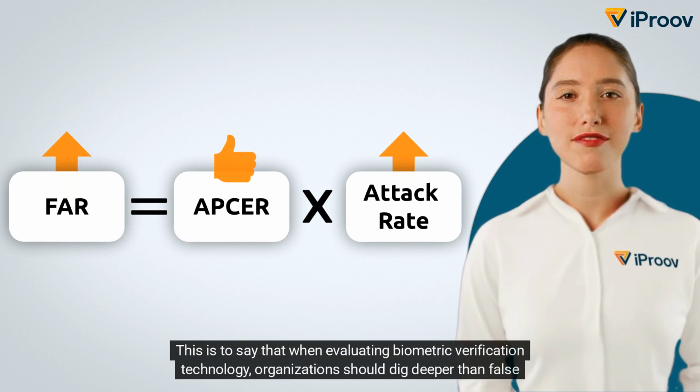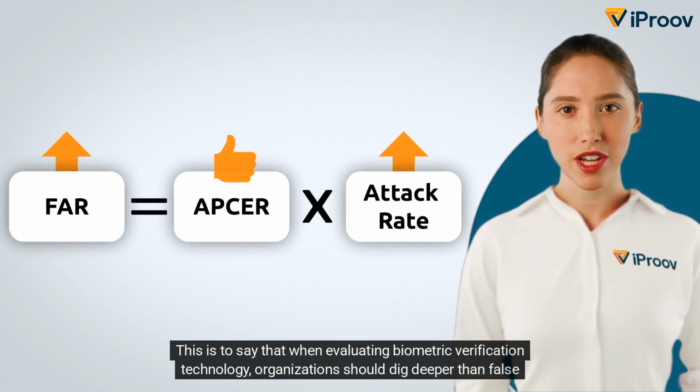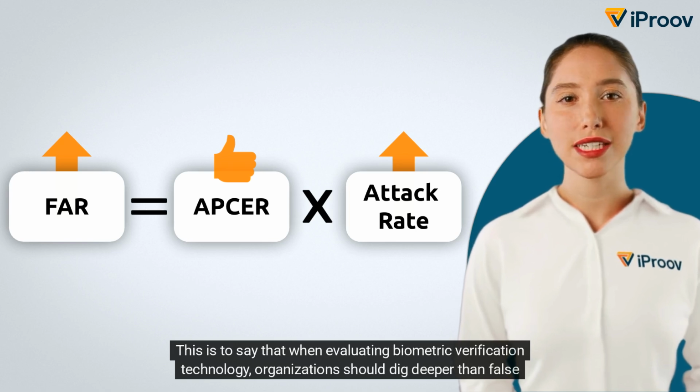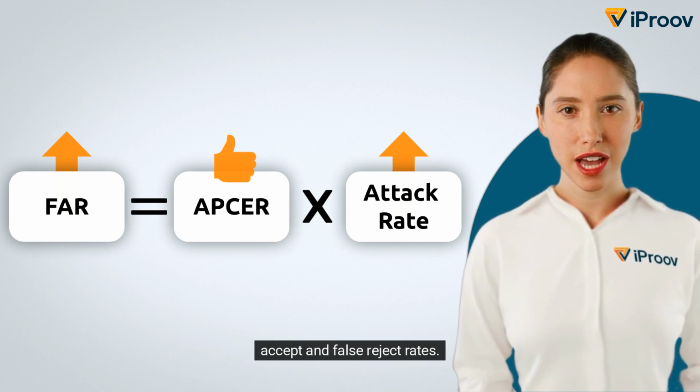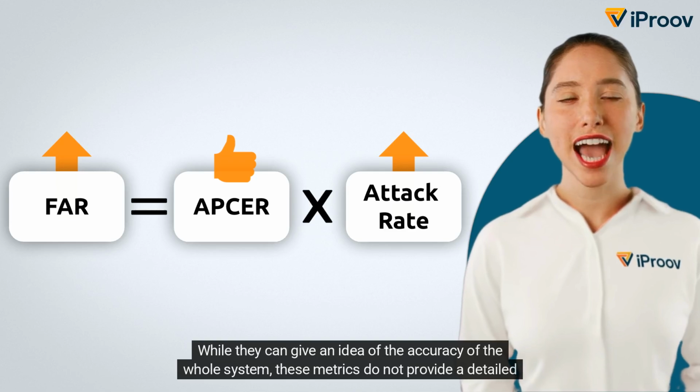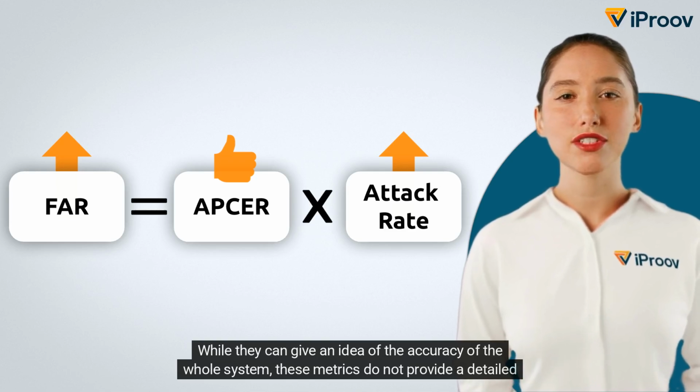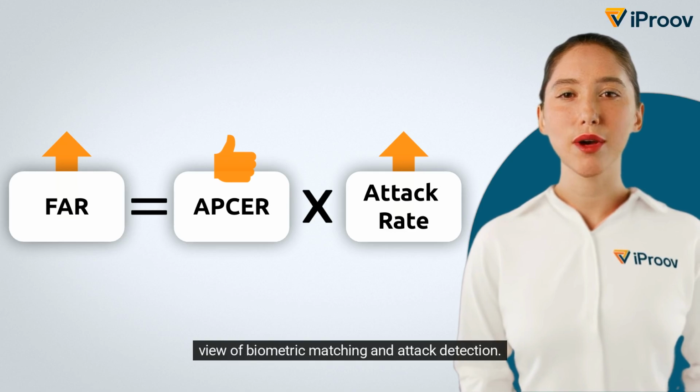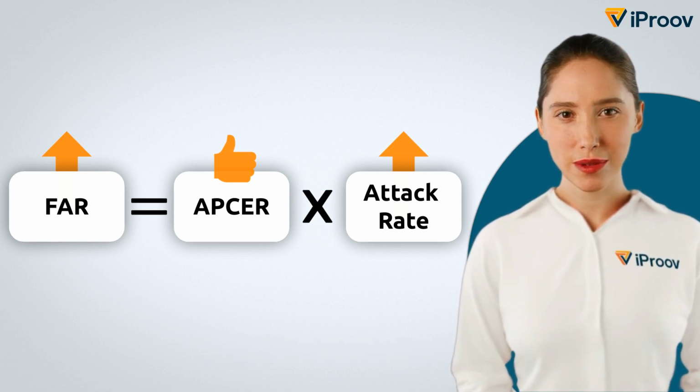This is to say that when evaluating biometric verification technology, organizations should dig deeper than false accept and false reject rates. While they can give an idea of the accuracy of the whole system, these metrics do not provide a detailed view of biometric matching and attack detection.